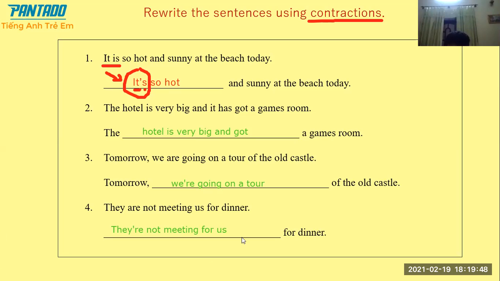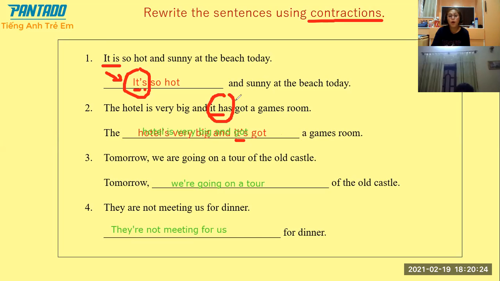Okay, let's see. The hotel is very big and it has got a good games room. Look at this one. Actually, look at this. This one is "it has got", but it's written here as "it's got". It should be "it has got a games room". This is quite complicated.